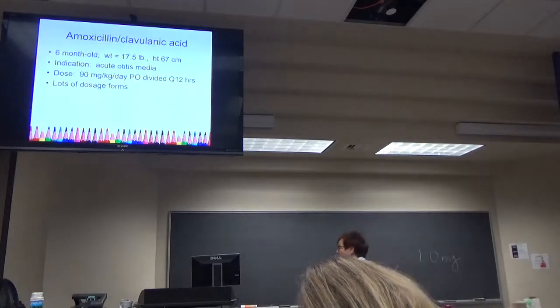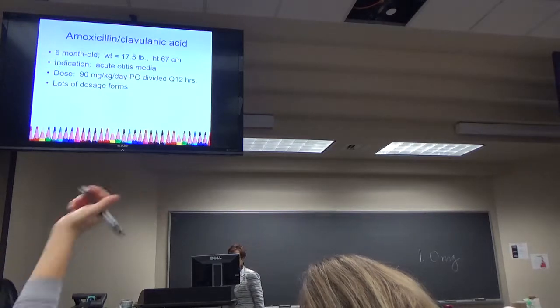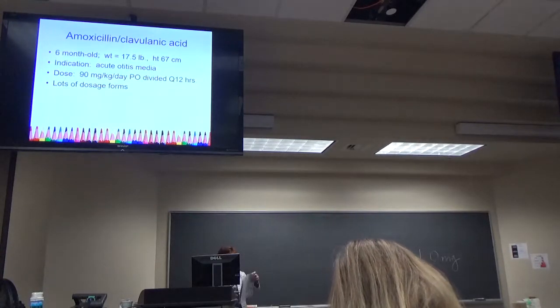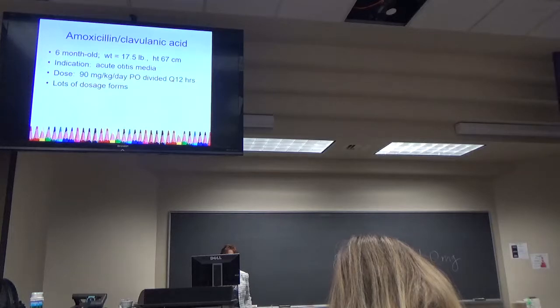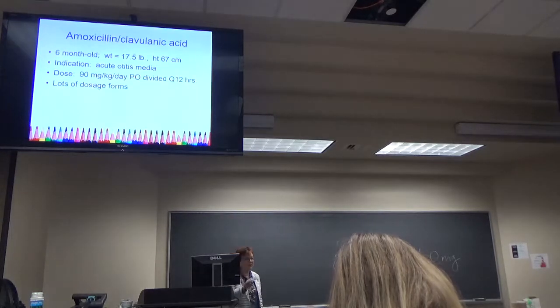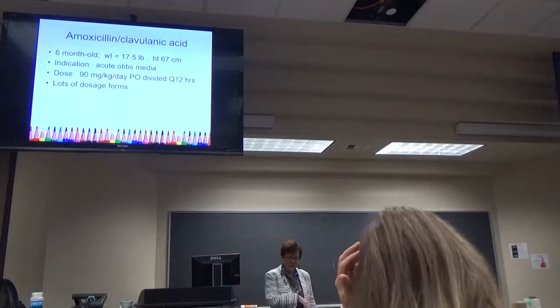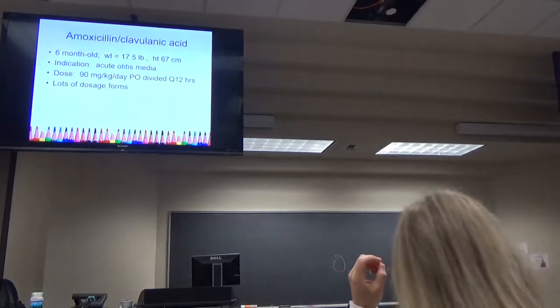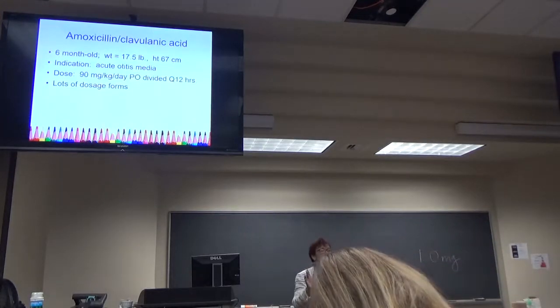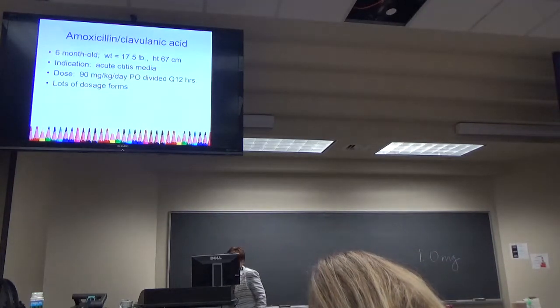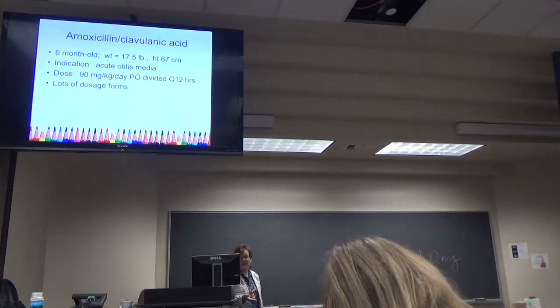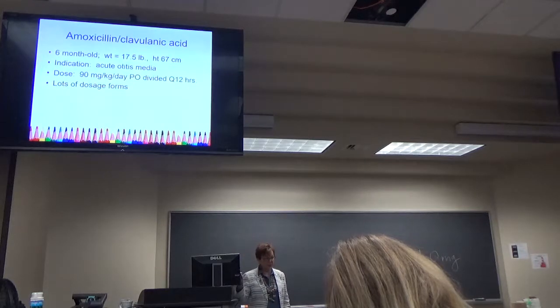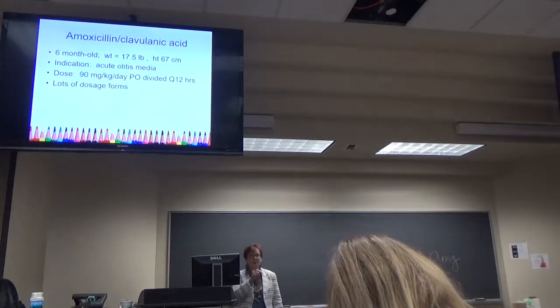All right, so we have a 6-month-old who is 17.5 pounds. They're actually not that tall. They're 52 centimeters. I just put it there so you start to get used to that. How do you convert inches into centimeters? 2.5 centimeters equals an inch. 2.54. Okay, so they've got an acute otitis media. The dose is 90 milligrams per kilo per day, divided every 12 hours. That's what you read in your little book if you had to, but you know that, so you don't have to look it up, right?